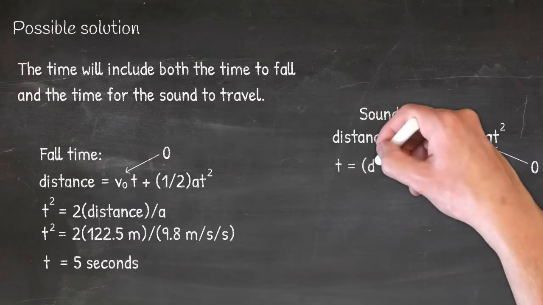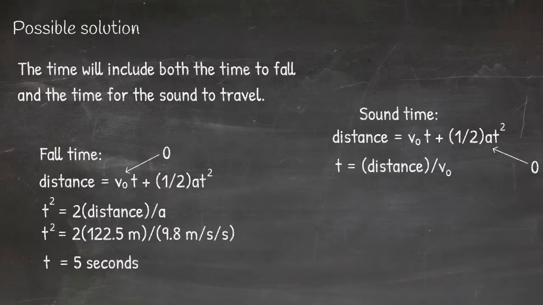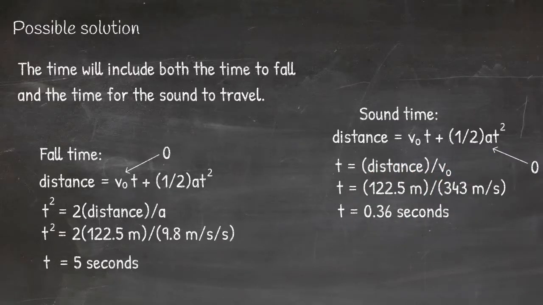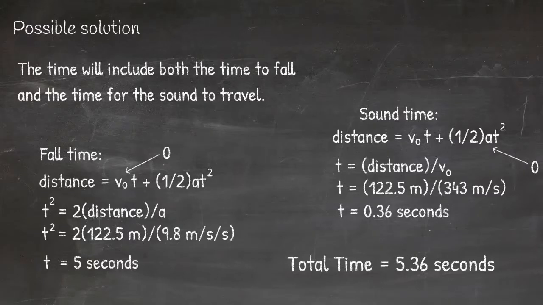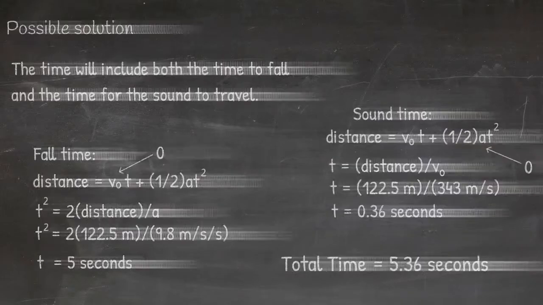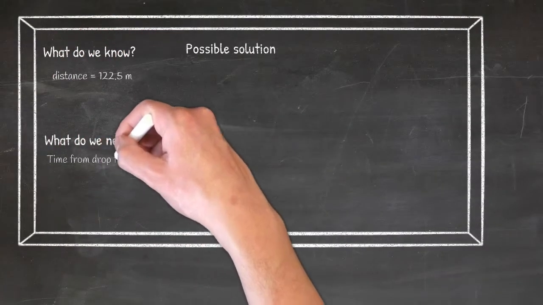Let's solve that for time, distance over speed, and then we'll take the 122.5 meters and divide it by the speed of sound in air, which is 343 meters per second. And we get a time of an additional 0.36 seconds for the sound to travel from the bottom of the shaft back up to the top. In order to get the total time, we simply add those two times together, for a time of 5.36 seconds after she drops the stone, she will hear the sound of it hitting the bottom. That's all there is to this particular problem.